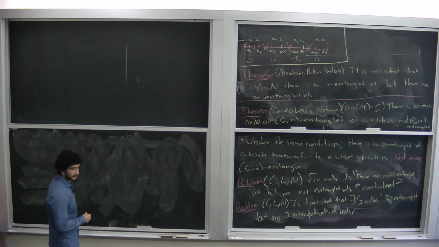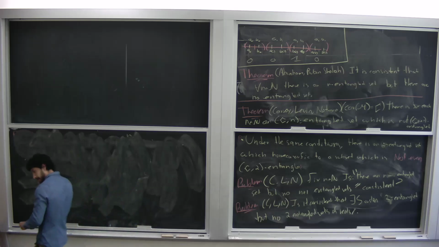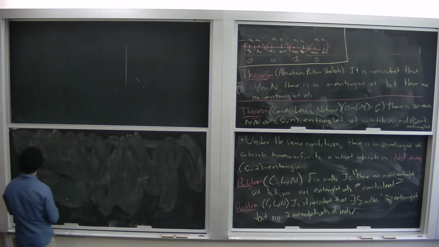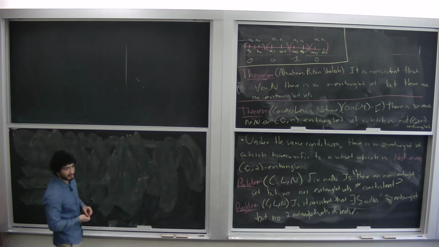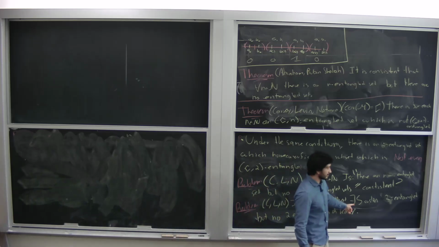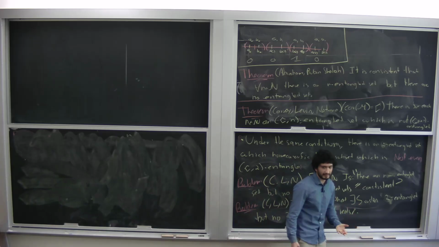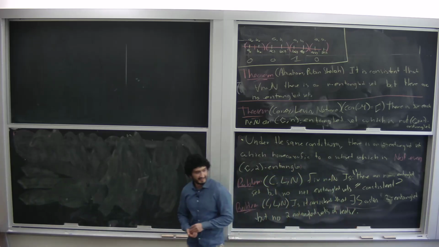Are you asking for the whole Suslin line to be two-entangled, or a subset? Okay, so you want a subset. Well, I'm asking for the existence of a Suslin line. If a subset of a Suslin line is two-entangled, then there exists a Suslin line, right? Yes, a subset, but that's not going to have homogeneity.